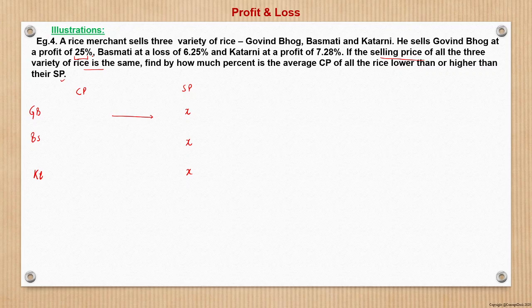25% profit means what? 25% profit means 1 by 4 profit. So the factor would be what? 1 plus 1 by 4, which is 5 by 4. So X would have been obtained by multiplying the CP with 5 by 4. So to get back the CP from X, it will be nothing but 4x by 5. Let us see what happens.